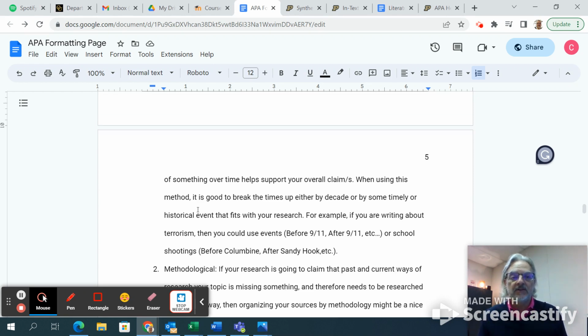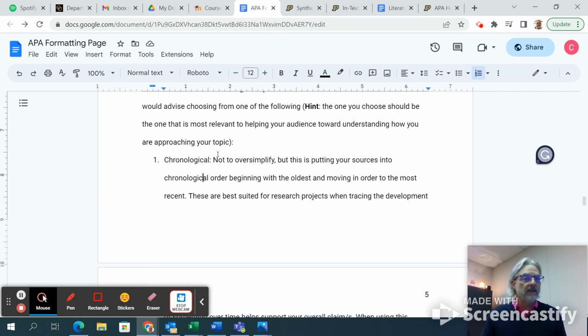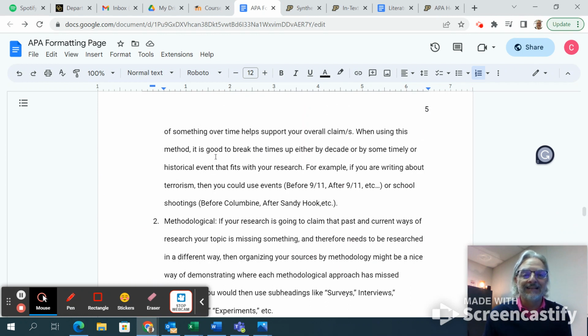And those subheadings are going to be subheadings of your literature review. So they would be in bold, flush left, and they would be italicized.